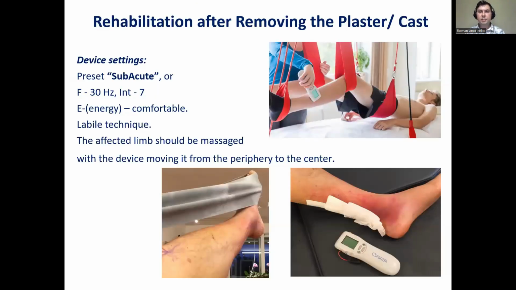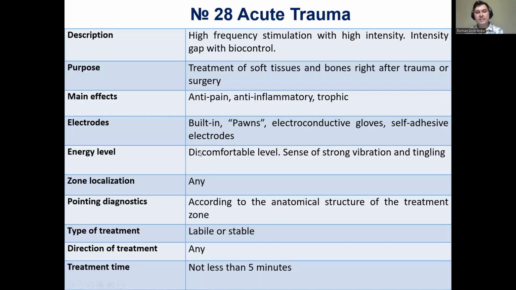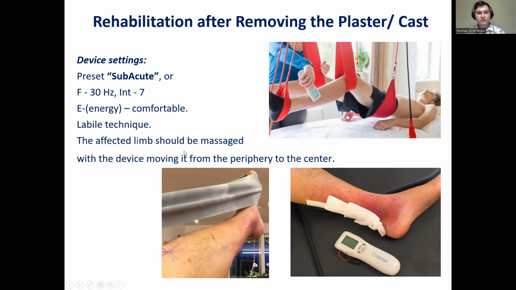Good example here: rehabilitation after removing the plaster. We already considered how we act when the plaster is placed. Now, what we need to do when the plaster is removed. Choose subacute, frequency 30, intensity 7. Like I said, pretty high, comfortable through treatment energy, or actually uncomfortable if possible. The affected limb should be massaged with the device, moving it from the periphery to the center of the trauma.